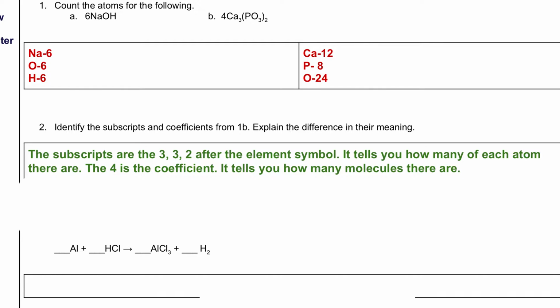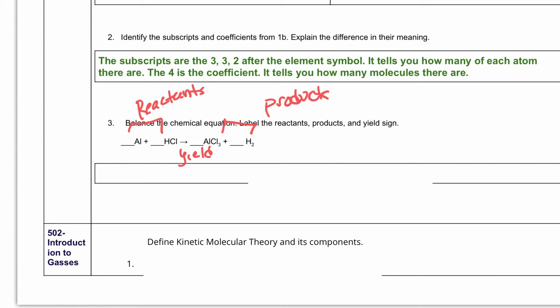The next question says to balance the following equation. I've labeled my reactants as my Al and HCl. This is my yield sign right here. And then the products are the AlCl3 and H2. Now to balance it is 2Al plus 6HCl yields 2AlCl3 plus 3H2.